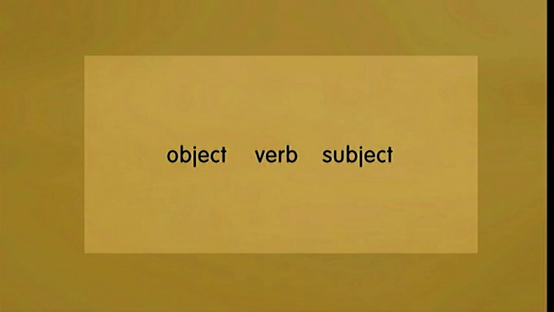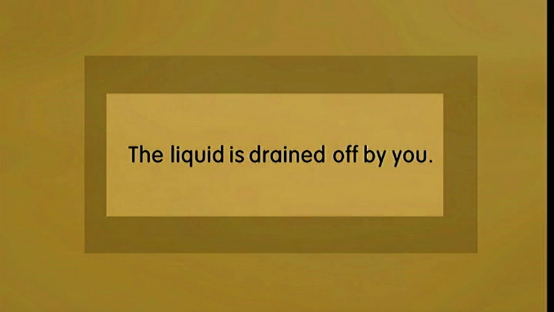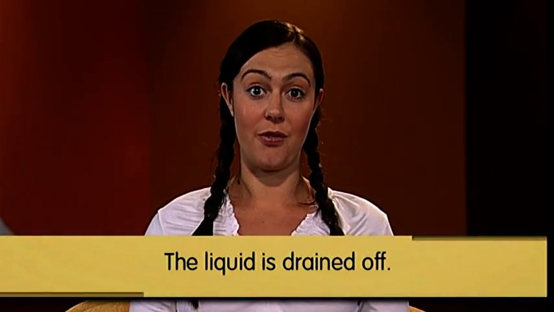But in the passive, sentences begin with the object of the verb. Object, verb, subject. In this sentence, we know that drain off is the verb, you is the subject, and the liquid is the object. So, to form a passive sentence, we'll need to turn the sentence around into object, verb, subject. Notice that we add the word by. The liquid is drained off by you. But in a process, we don't need to include the agent of the verb, so it usually gets left out. Our new, more formal sentence reads, the liquid is drained off.